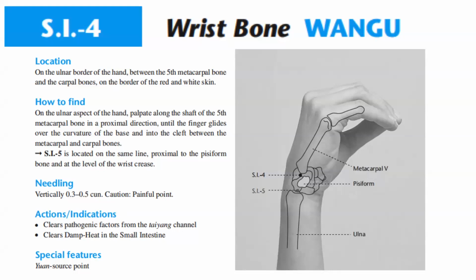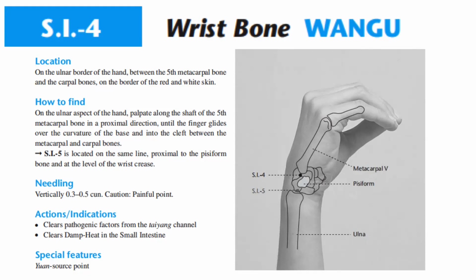How to find SI4? On the ulnar aspect of the hand, palpate along the shaft of the fifth metacarpal bone in a proximal direction until the finger glides over the curvature of the base and into the cleft between the metacarpal and carpal bones. SI5 is located on the same line, proximal to the pisiform bone and at the level of the wrist crease. Needling: vertically 0.3 to 0.5 cun. Caution, this is also a painful point.